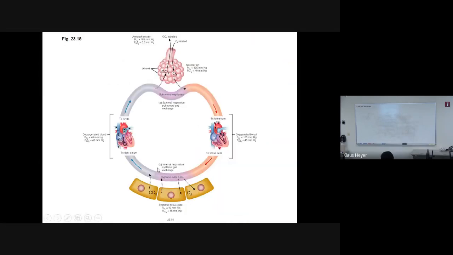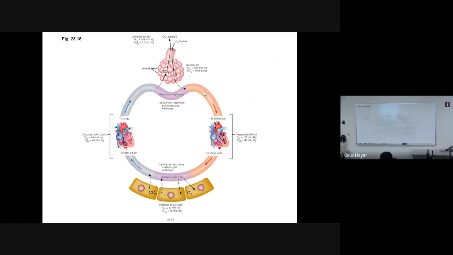So passing your cells, it's going from 100, dropping down to 40. Passing your lungs, 40, it's going back up to 100. Back down to your cells, down to 40. Back passing through your lungs, back up to 100. Just like that. That's what oxygen is doing.